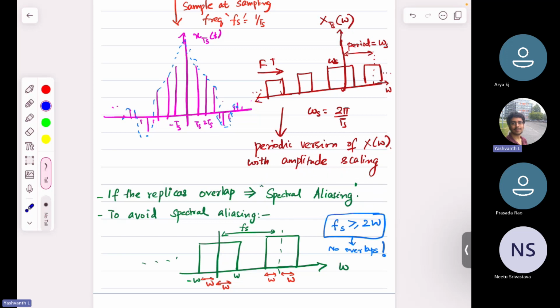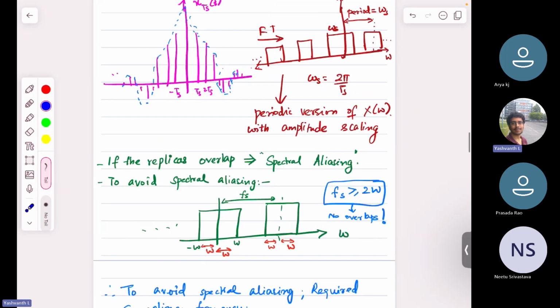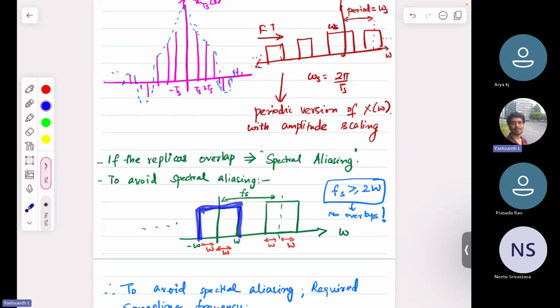Aliasing means a high frequency component, for example this one, comes and appears as a low frequency component. That is, when it overlaps, the high frequency appears as a low frequency component. That phenomenon is called spectral aliasing. If you want to avoid spectral aliasing, let's say this is my original X of omega, and this is the next replica or image of your original X of omega. If I want these two boxes to not overlap, I need this gap between them to be a non-zero quantity.